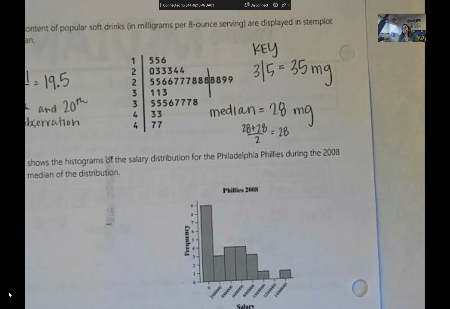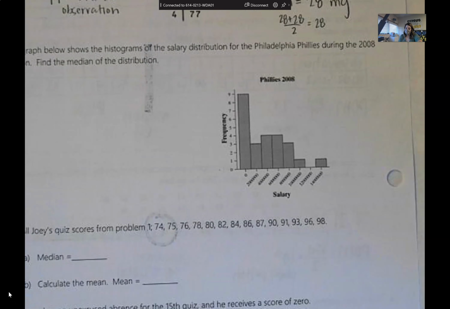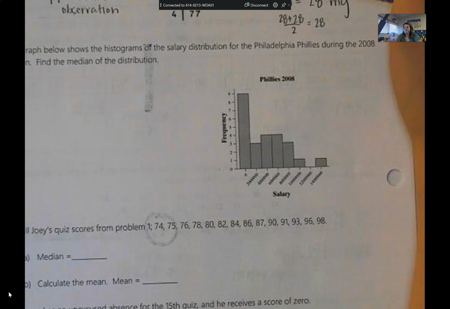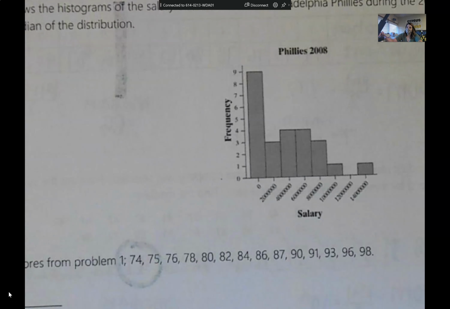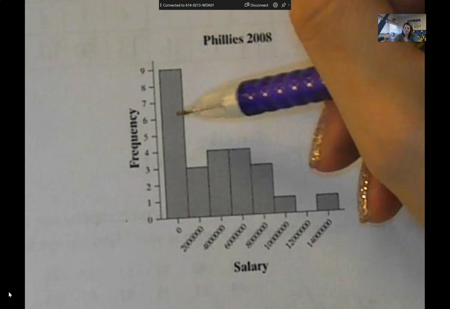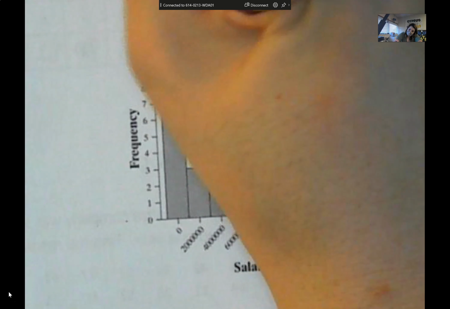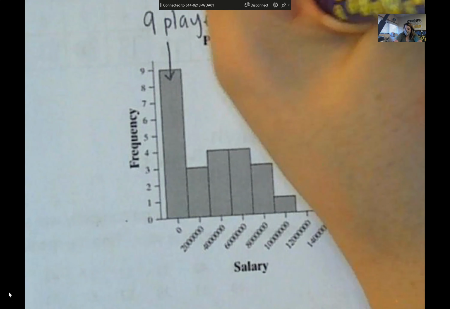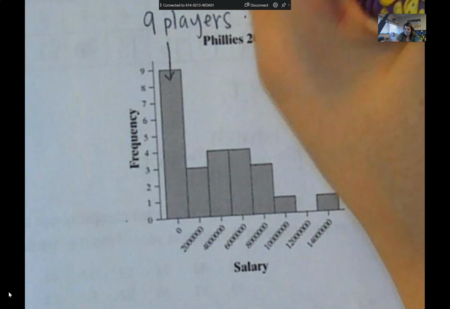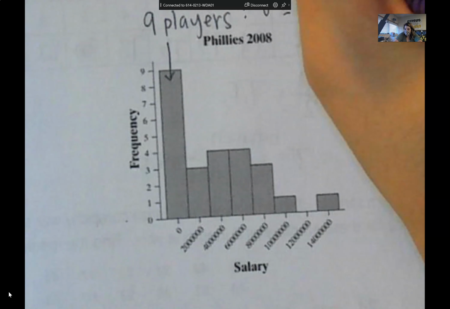Okay, the last one is the most challenging one. The graph below shows the histogram of the salary distribution for the Philadelphia Phillies during the 2008 season. Find the median of the distribution. Well, there's an issue with this one because it doesn't give us any exact values. What this first bar is telling us is that 9 players made between $0 and $2 million.